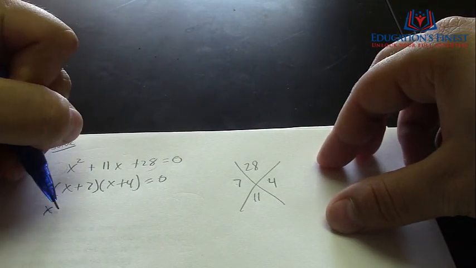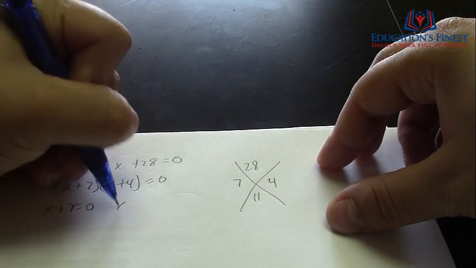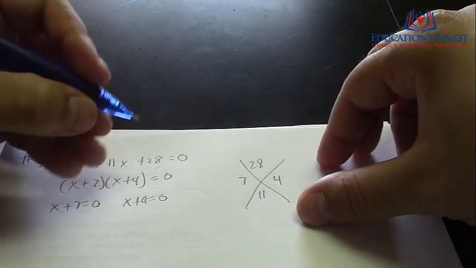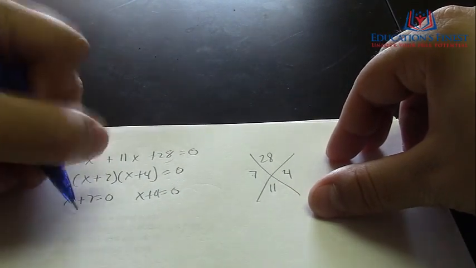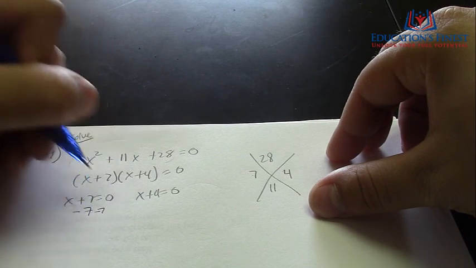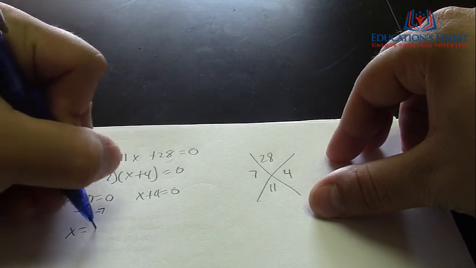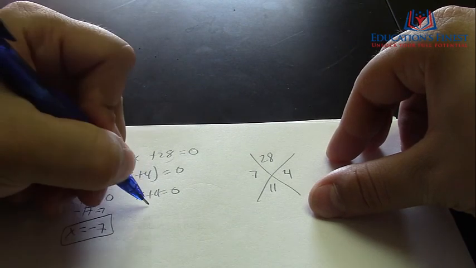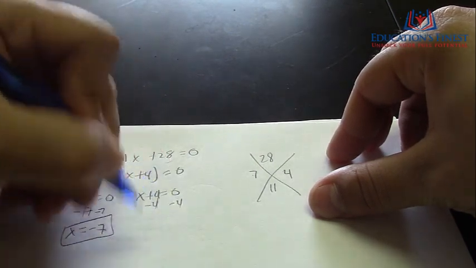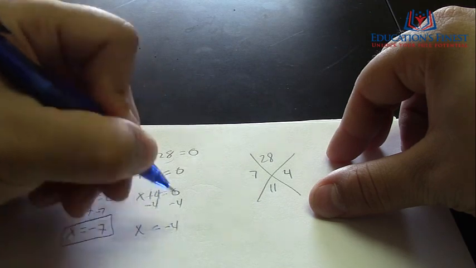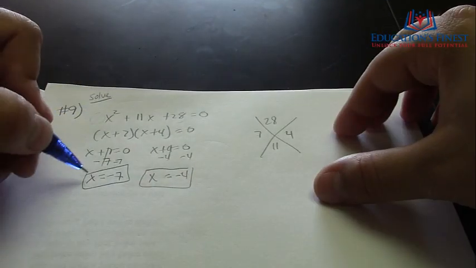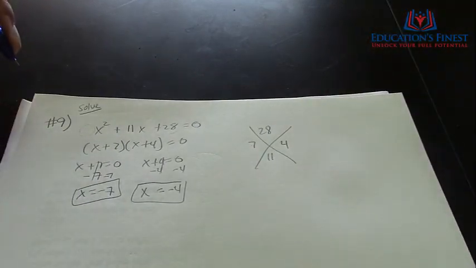Set each of these to 0. x plus 7 equals 0, x plus 4 equals 0. And just solve them. Subtract 7 from both sides, x equals -7 is one of our answers. And then you're going to subtract 4 from both sides here. x equals -4. So your answer is just going to be x equals -7 and x equals -4.